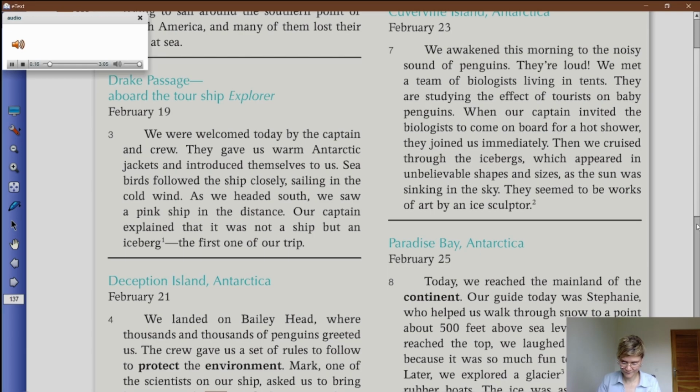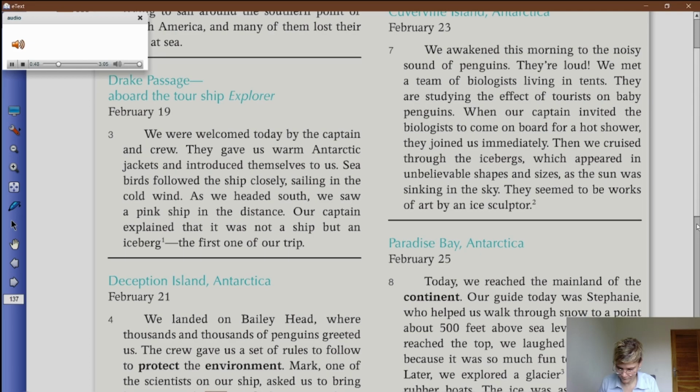Drake Passage, aboard the tour ship Explorer. February 19th. We were welcomed today by the captain and crew. They gave us warm Antarctic jackets and introduced themselves to us. Seabirds followed the ship closely, sailing in the cold wind. As we headed south, we saw a pink ship in the distance. Our captain explained that it was not a ship, but an iceberg, the first one of our trip.